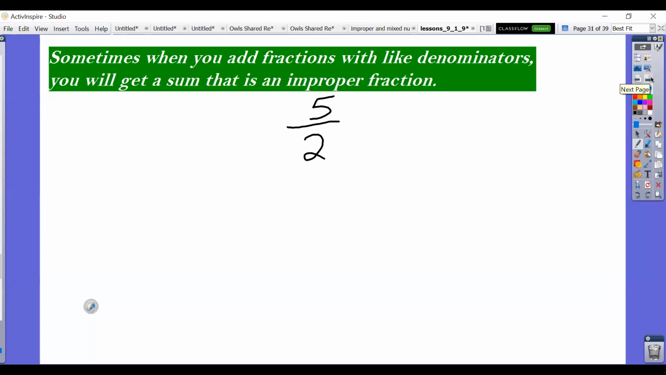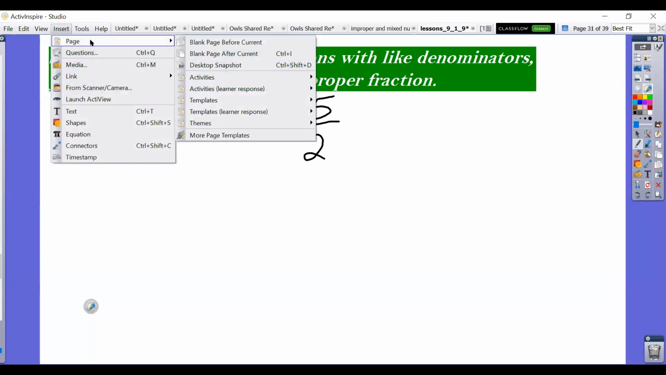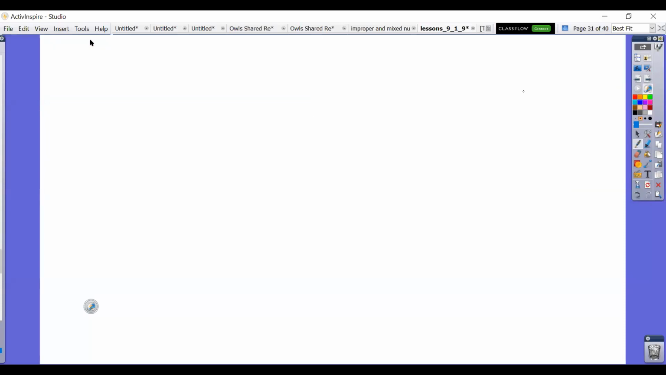Today we're going to have a shorter lesson, and we're going to be talking about something specific that has to do with fractions. We've been learning how to add fractions with like denominators. That's been our learning objective for the past few days.